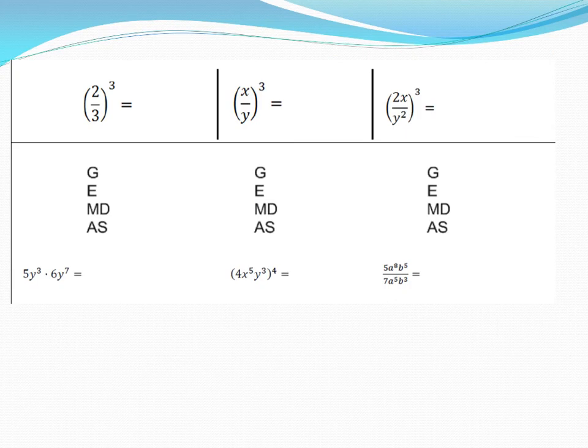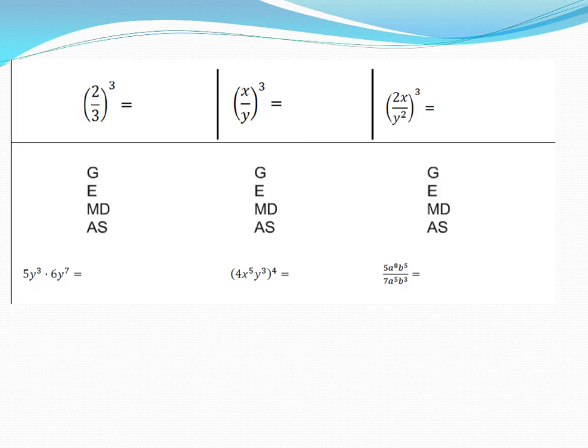Okay, here I got some more examples of the quotient rule. But notice these top 3 examples, what do we notice? 2 and 3, x and y, 2x and y squared. We have different bases, and we have powers on the same thing. So with these ones, kind of similar because we are taking a quotient and raising it to some power.